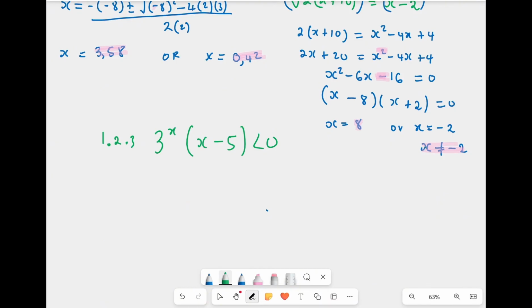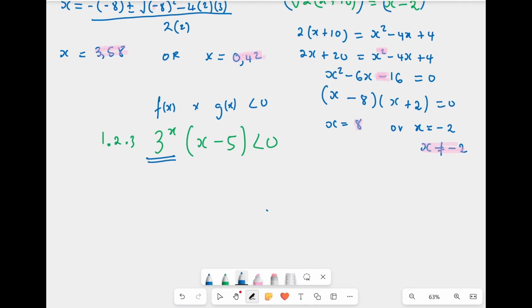So this one is a little bit different. So this one you can treat it as functions. You have your f of x, and then you have your g of x. So you have your f of x multiplied by g of x. It must be less than 0. That means if one function is positive, one must be negative. And we can see that this one is an exponential function.